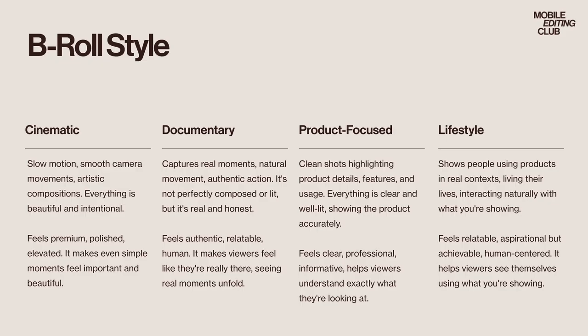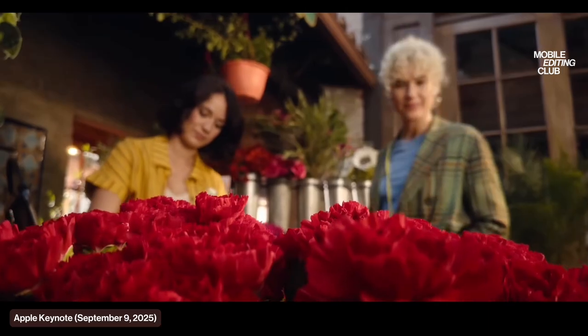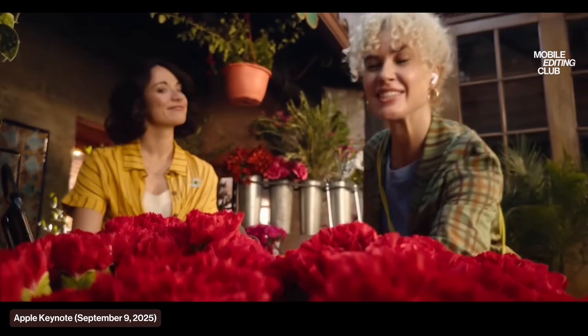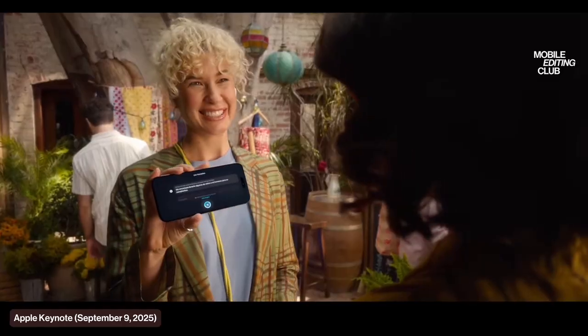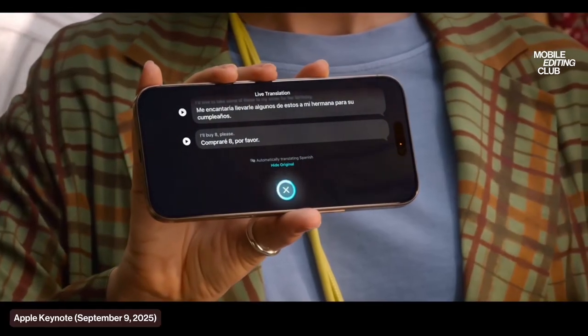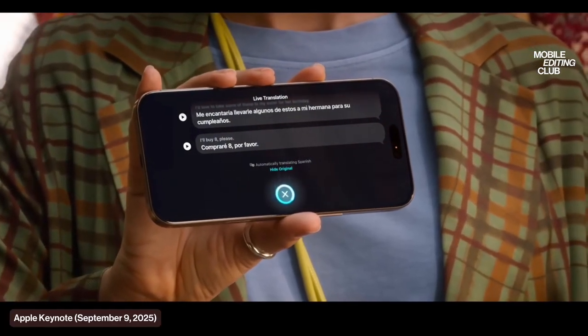Lifestyle B-roll shows people using products in real contexts, living their lives, or interacting naturally with what you're showing. This feels relatable, aspirational, but achievable, and human-centered. It helps viewers see themselves using what you're showing. This is perfect for consumer products, lifestyle brands, anything people use in their daily lives, or content where context and usage matter. When shooting lifestyle B-roll, you're capturing real or real-looking usage, showing context and environment, including people and their interactions, making it feel like real life.